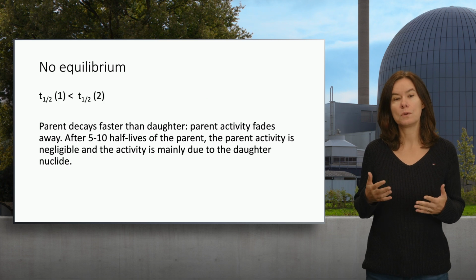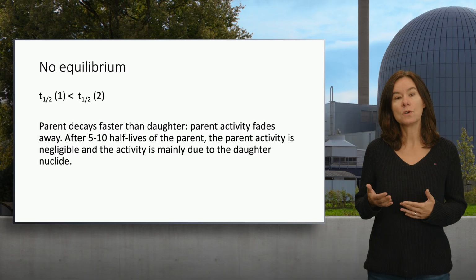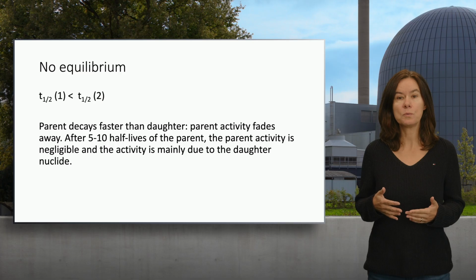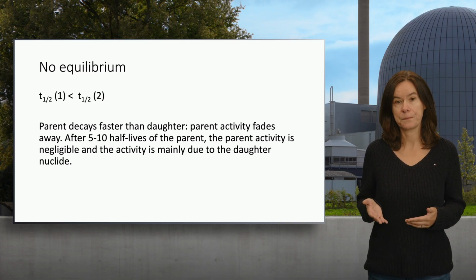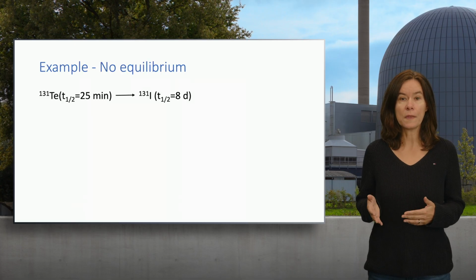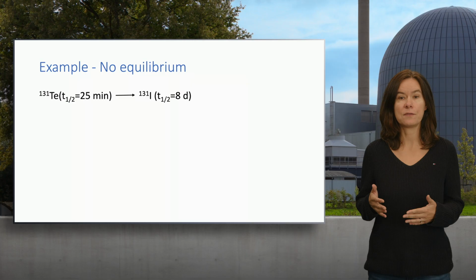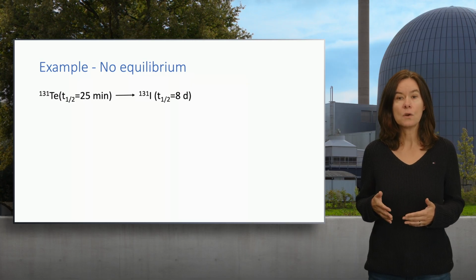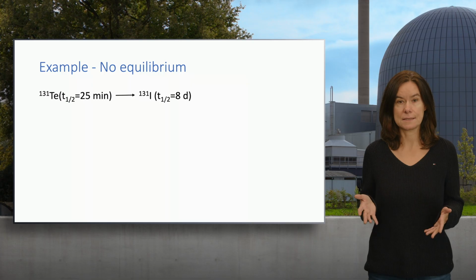In the case of no equilibrium, the parent decays so fast that after 5 to 10 of its half-lives, the activity or the number of atoms of the parent will be almost zero and only activity of the daughter will be left. Here is one such example. Tellurium-131 has a half-life of 25 minutes and will decay to iodine-131, which has half-life of 8 days.